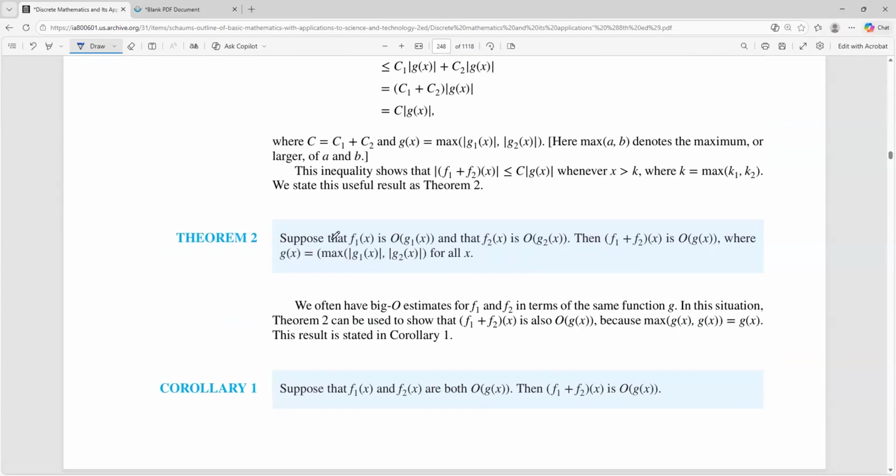This is another one you want to think about. f1 of x is big O of g1 of x, and f2 of x is big O of g2 of x. Then f1 plus f2 is big O of g of x, where g of x is the max. Pretty straightforward, right? Because if I take the maximum of the two g of x's, it should be a bound of adding both of them. Once again, if f1 of x is x squared and f2 is x cubed, then if I add x squared plus x cubed, that's going to be big O of x cubed because it's the highest exponent. Okay?